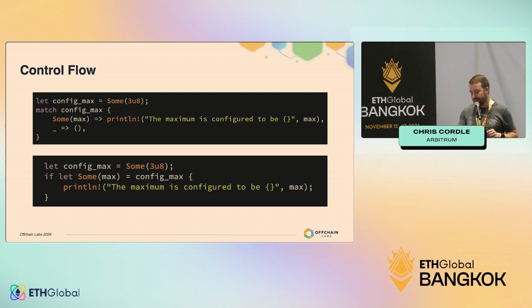What this is doing is matching on config_max, which we already assigned the value of Some(3u8). 3u8 is an 8-bit unsigned integer with the value of 3. Given that it is Some, we're going to parse that value out as max, and in that matching branch, the println line would print out the number 3. So this is a little bit more advanced syntax and takes some getting used to, but it can be very elegant when you need to make use of it. I highly recommend learning pattern matching as you get more advanced in Rust.